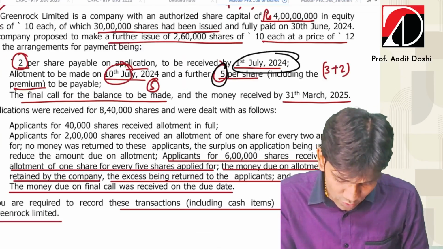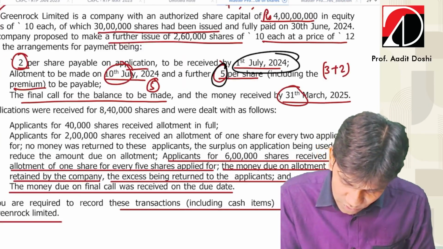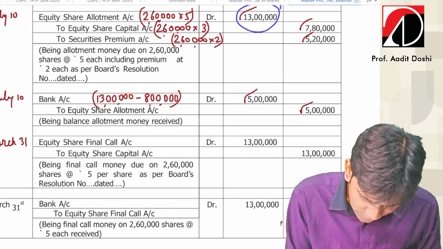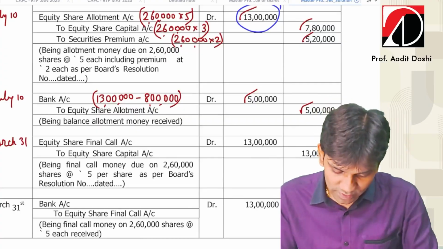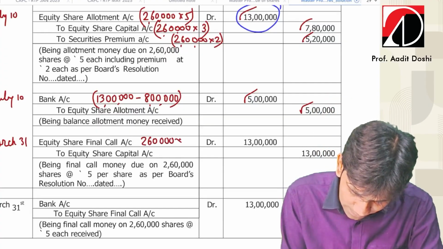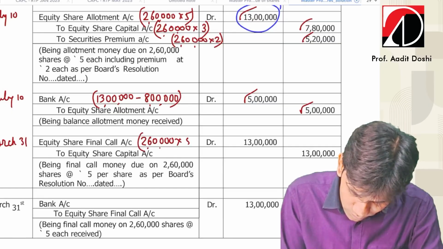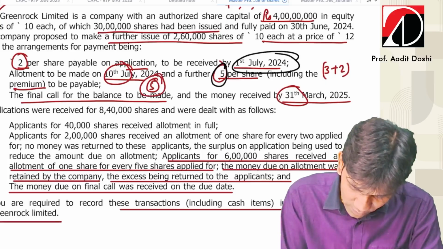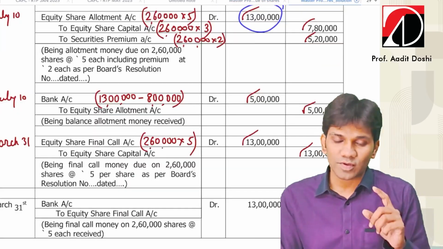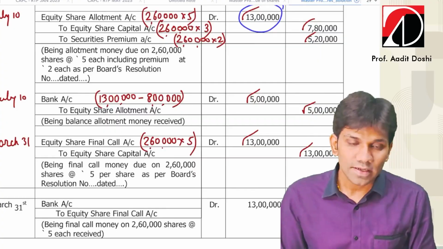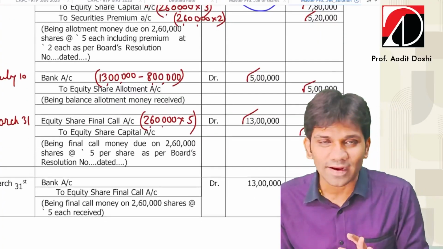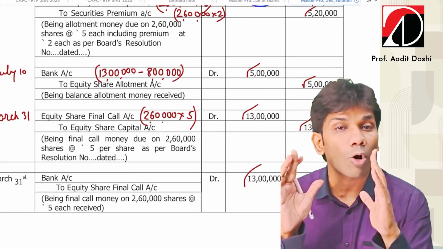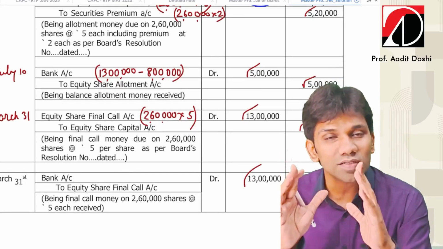Next, final call due. That will be on 31st March. So on 31st March, equity share final call account debit to equity share capital. It will be 2,60,000 into 5 rupees per share, that is 13 lakhs. That's what we have written here, 5 rupees. Being final call money due of rupees 5 on 2,60,000 shares. And next, on 31st March, bank account debit to equity share final call account 13 lakhs, being final call money received. So this was an exclusive problem on company accounts issue of shares in which oversubscription has been covered.